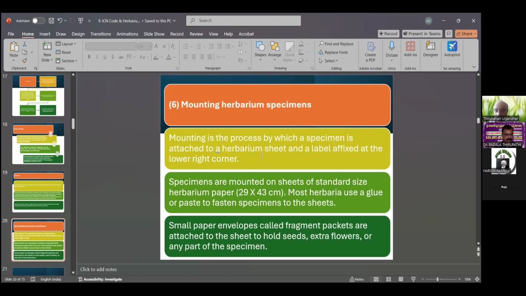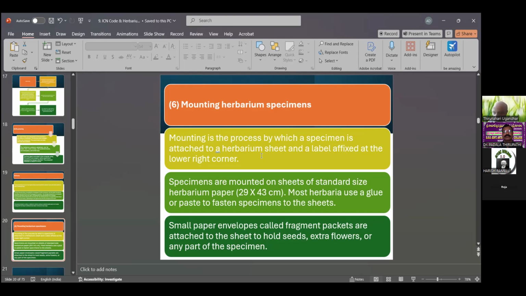What is mounting? Mounting is the process by which the specimen is attached to a herbarium sheet, and a label is affixed at the lower right corner, leaving the lower space. The specimens are mounted on sheets of standard size herbarium paper, 29 by 43 centimeters each sheet.